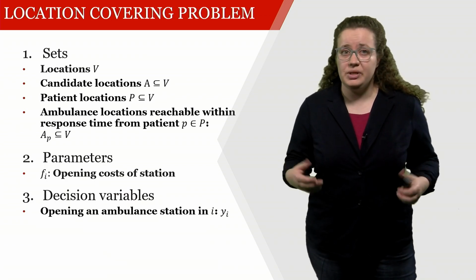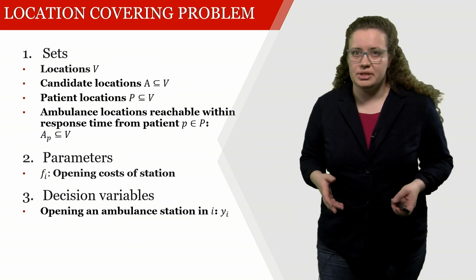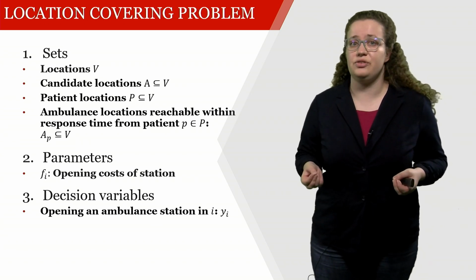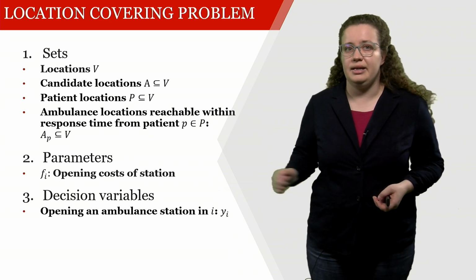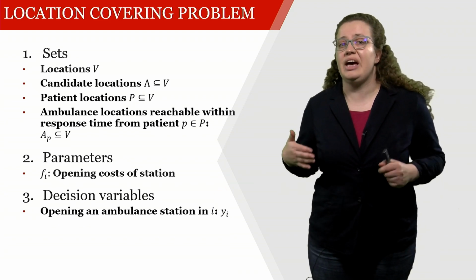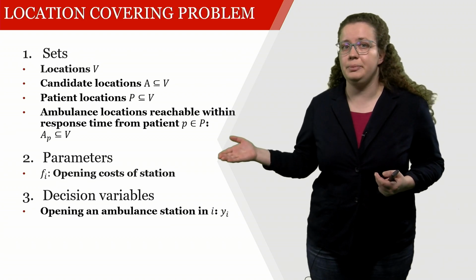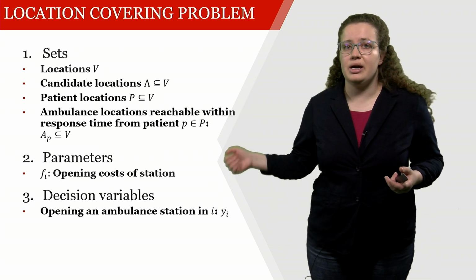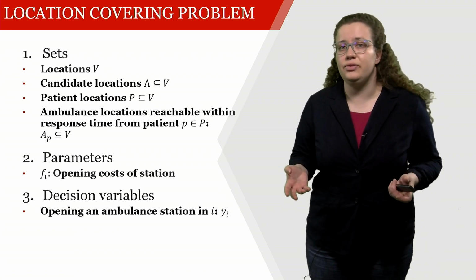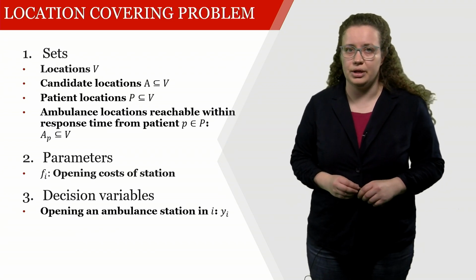The next thing that we need is parameters and decision variables. In this case, we only have one decision variable, which is opening an ambulance station, like this. But then, of course, we also have costs associated with opening a station. So we're minimizing y_i times f_i in the end. So we also need these opening costs.